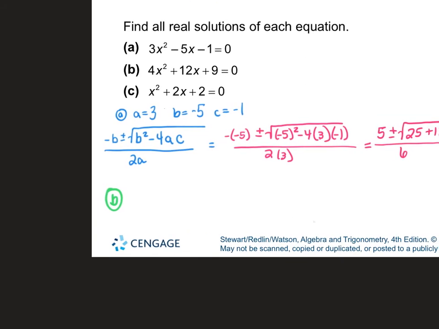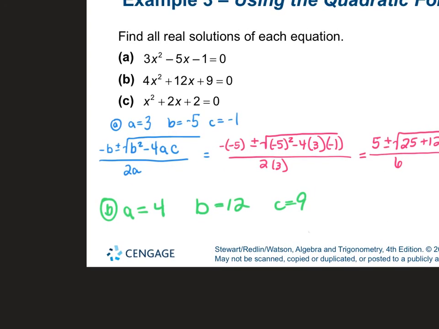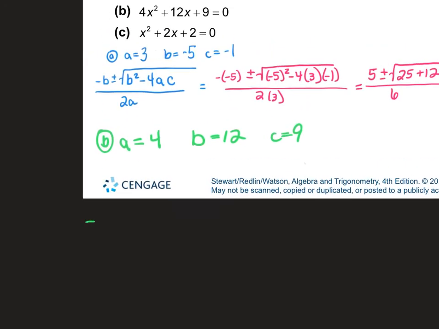For letter B, do exactly what I asked you to before, please. Identify A, B, and C. So A is 4, B is 12, and C is 9. Everybody with me? So write your quadratic formula, please. Negative b plus or minus the square root of b squared minus 4ac, all over 2a.